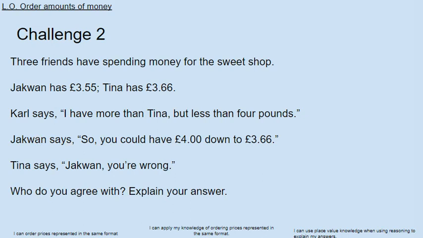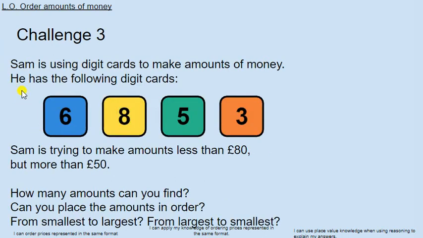And finally, Sam is here again, using digit cards to make amounts of money. He's not going to get anything with that. He needs actual real money, but never mind, he's trying. So we've got the following digit cards: 6, 8, 5 and 3. Sam's trying to make amounts less than £80 but more than £50. How many amounts can you find? Can you place the amounts in order from smallest to largest, and from largest to smallest, if you want? But see how many amounts is the main thing. See how many you can make with that, and then place them in order. Have fun. See you later.